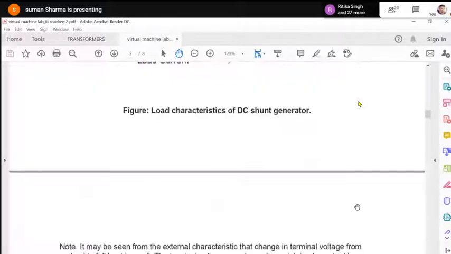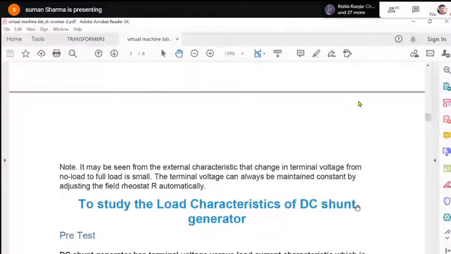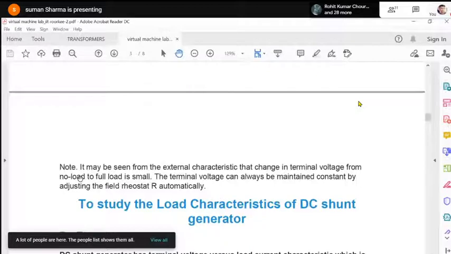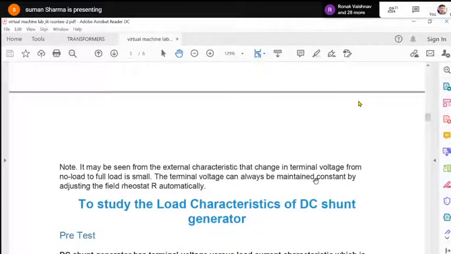It may be seen from the external characteristic that any change in terminal voltage from no load to full load is small. Terminal voltage can be maintained almost constant by adjusting the field rheostat automatically.